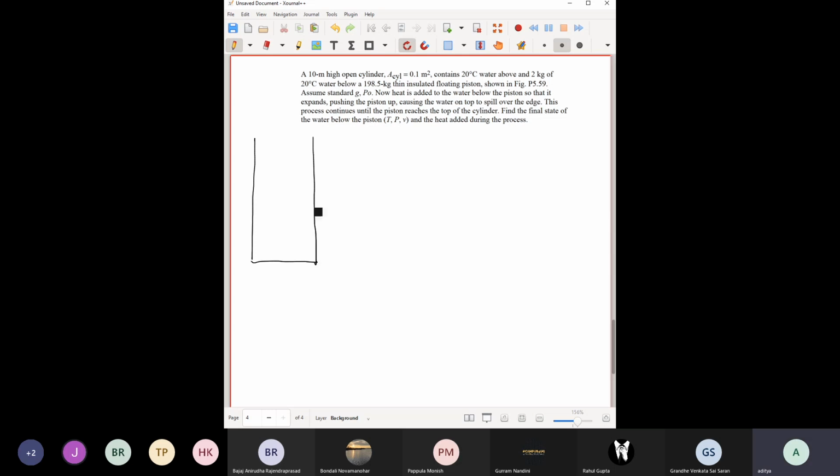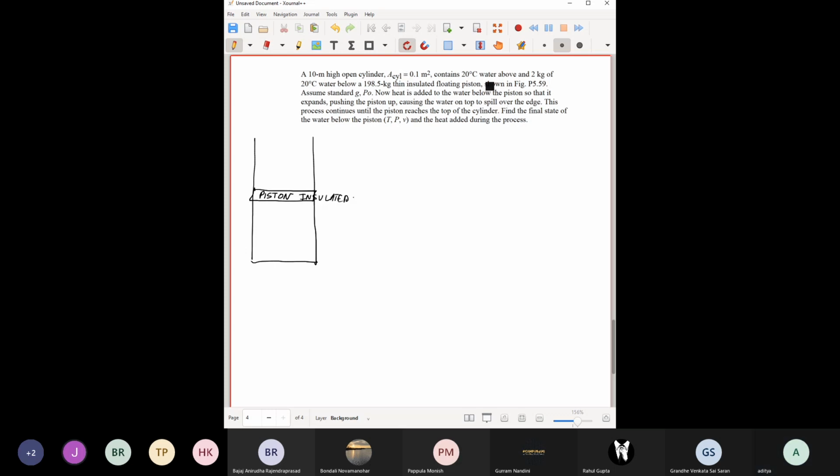We have a 10-meter high cylinder and the area is 0.1 meter square. It contains 20 degrees Celsius water above and 2 kg of 20 degrees Celsius water below, and a 198.5 kg thin insulated floating piston. So let us draw the floating piston like this. This is the piston. And what does it say? That it is insulated. Insulated.